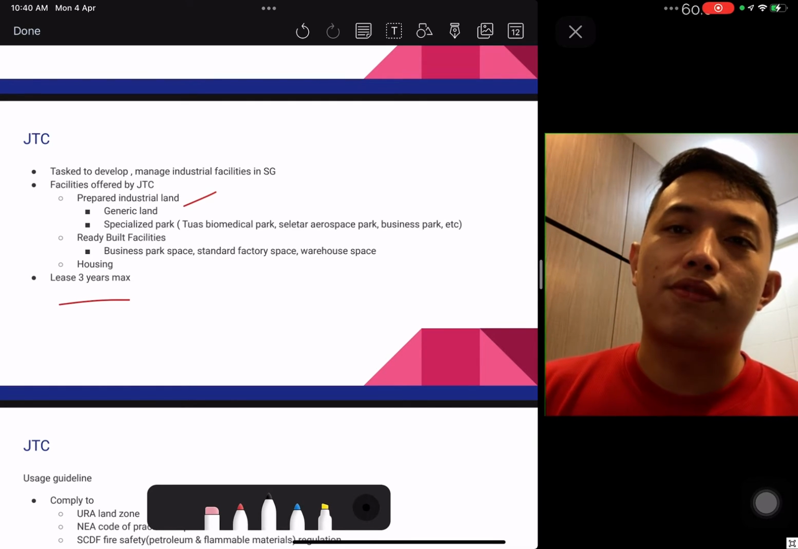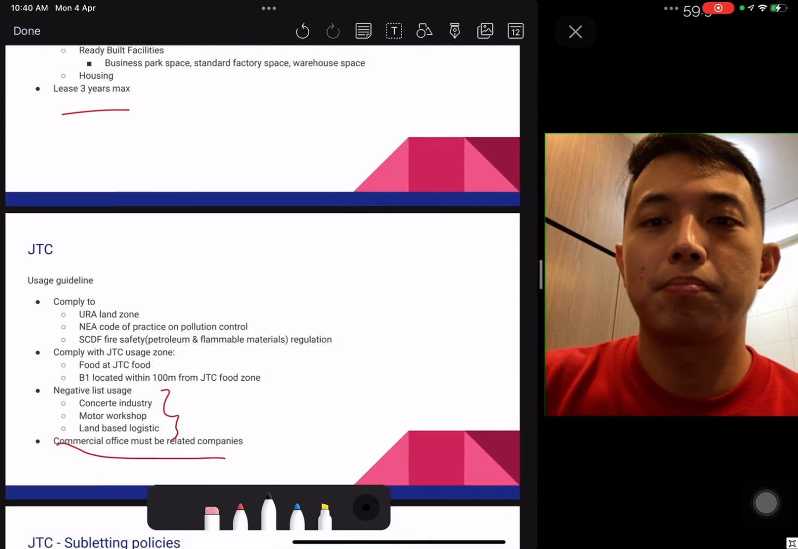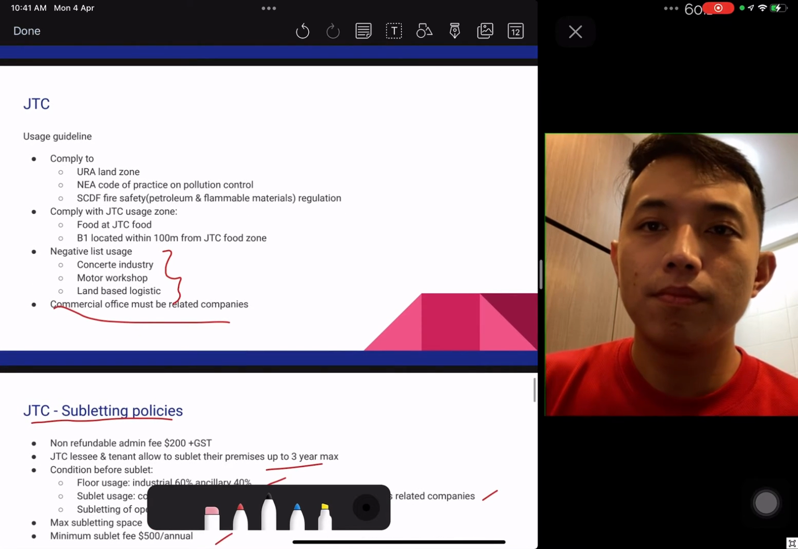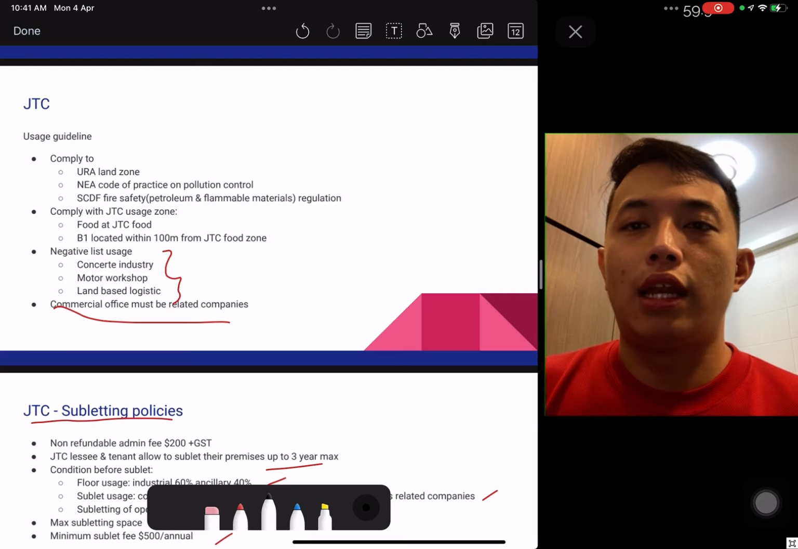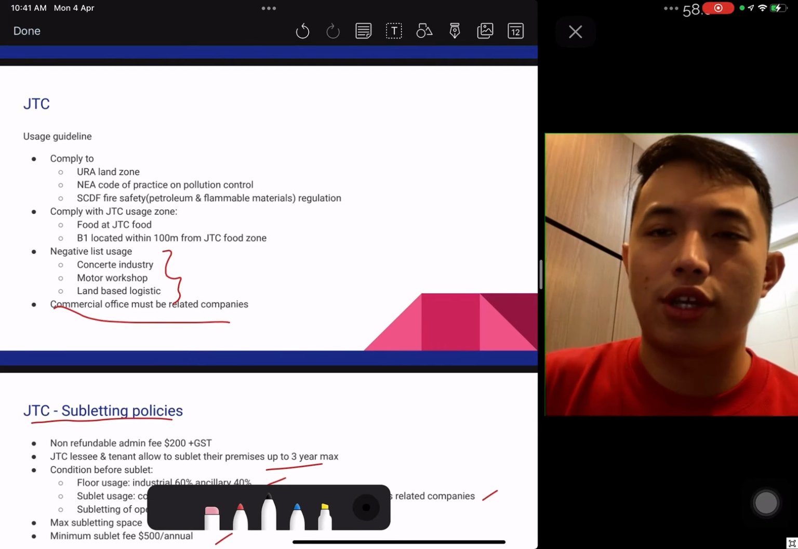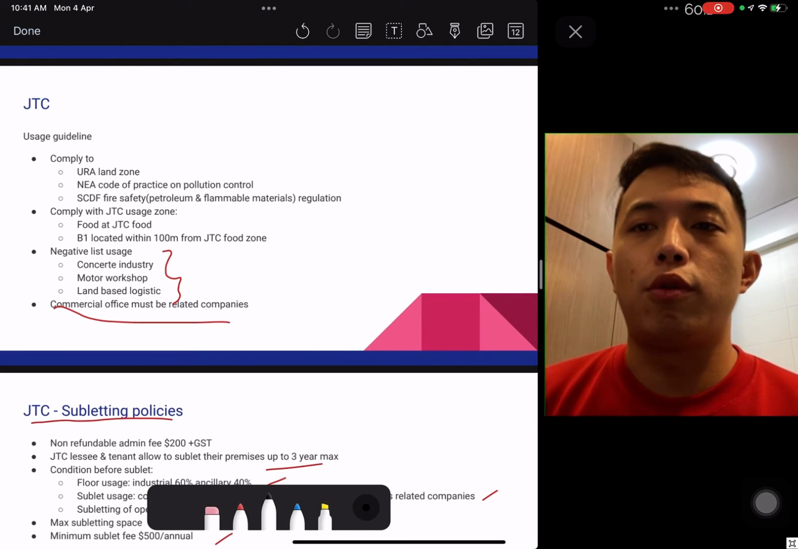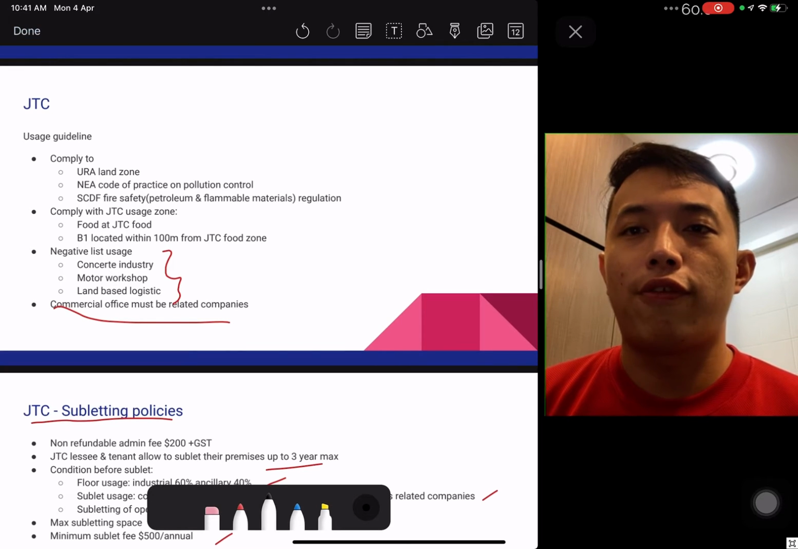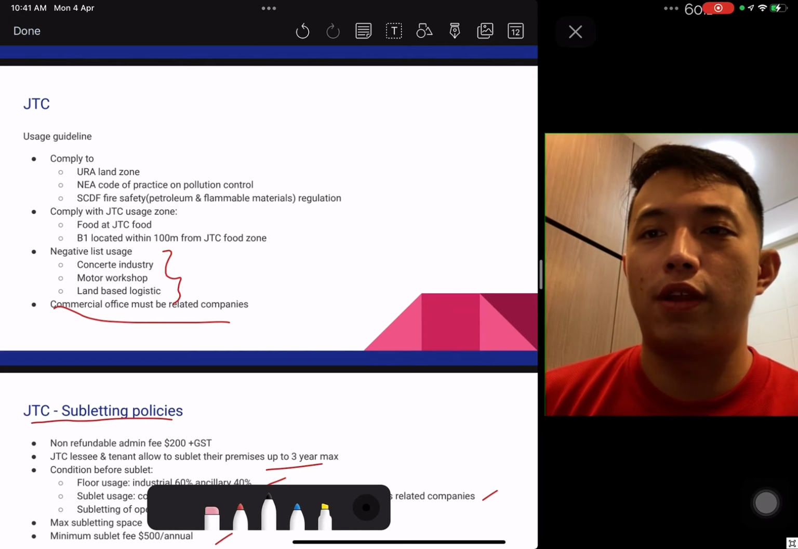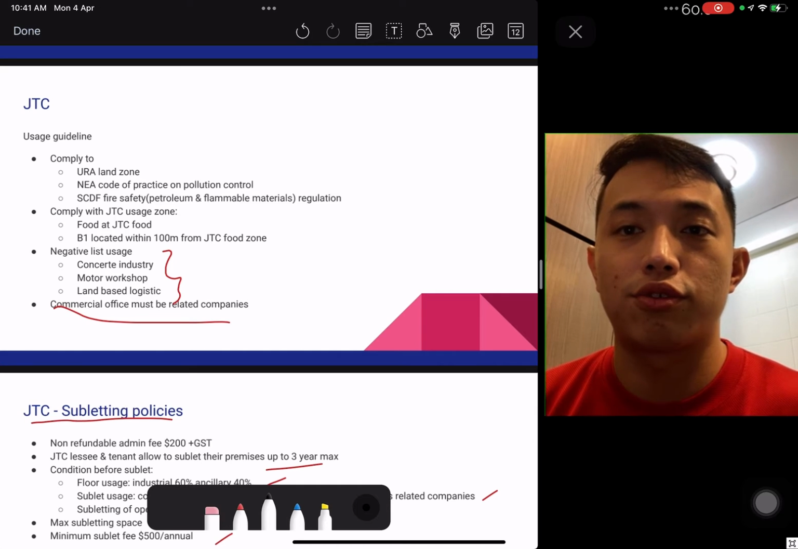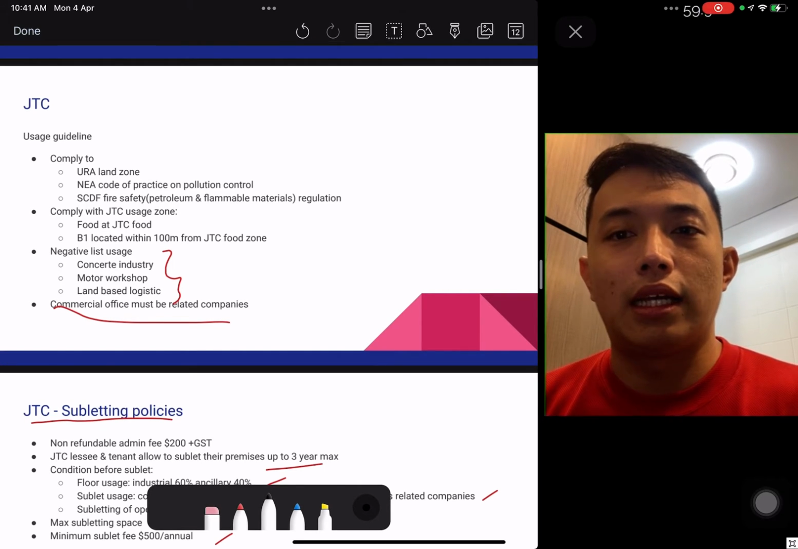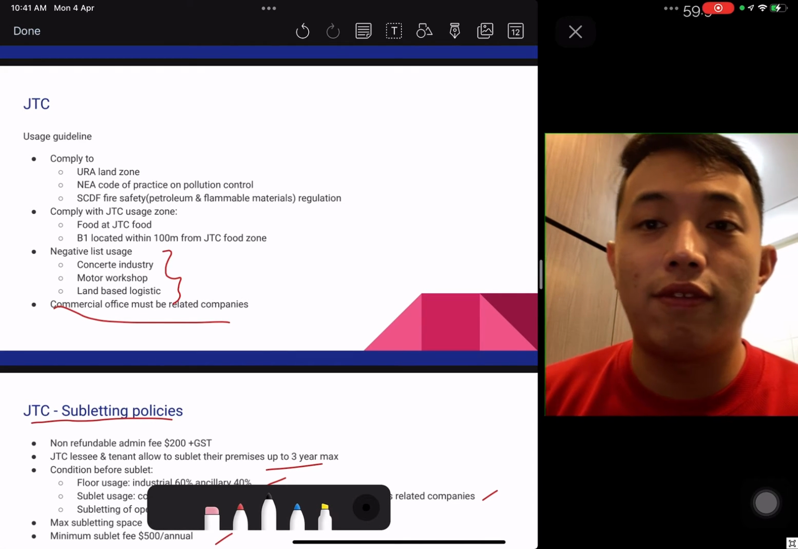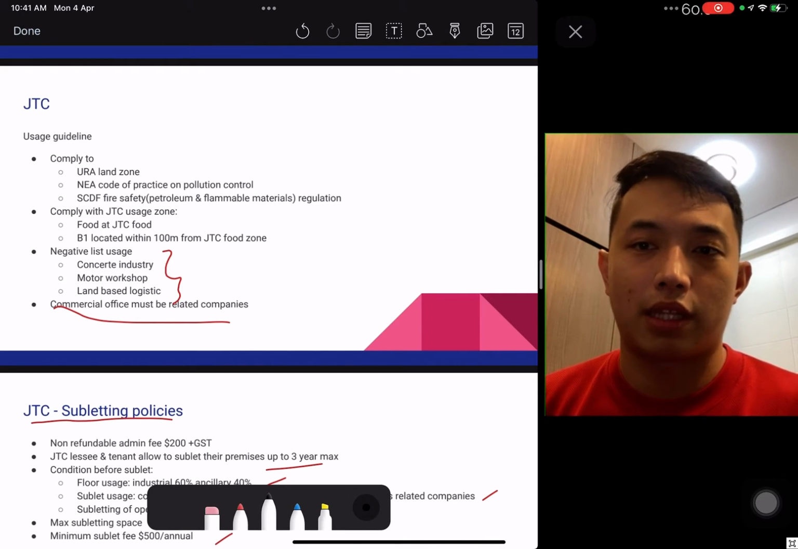So the maximum lease from JTC is 3 years, and you can renew. So under JTC, there's a lot of compliance you must follow. URA, Land Zone Act, what kind of usage can be used, NEA, pollution control, SCDF, fire safety for petroleum and flammable material regulation. All these must be controlled. Food, JTC food zone, all those are not tested. For the negative list, there are a few lists of things that cannot be used.